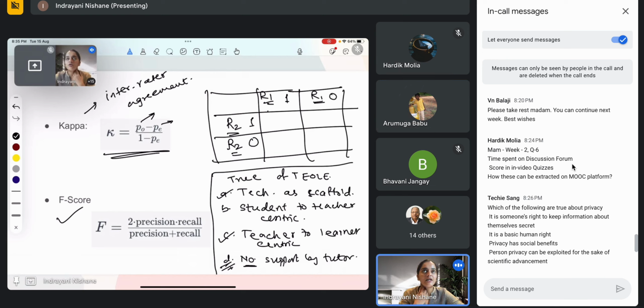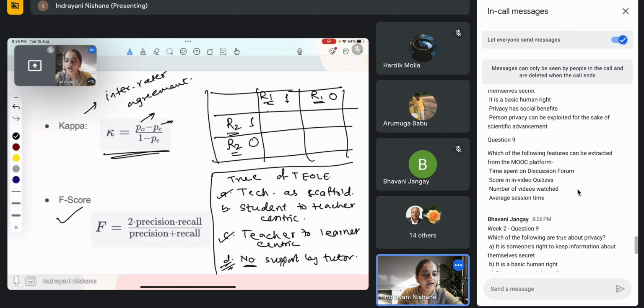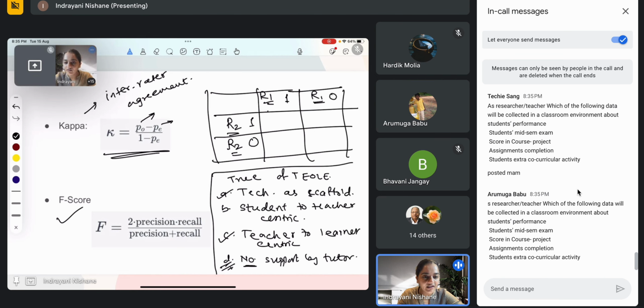Because when you say you are a researcher teacher, that means you yourself are teaching in that class, and you would be interested in evaluating how effective your teaching is, right? So that's the first point I would like to make. And maybe in a classroom environment, in a classroom, student.